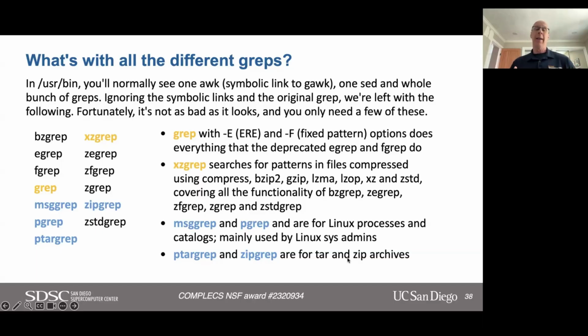So we don't need egrep, we don't need fgrep. xzgrep searches for patterns in files compressed using compress, bzip2, gzip, and other tools. And this covers all the functionality of bzgrep, zegrep, zfgrep, and so on. And then msgrep, ggrep, and pgrep are mostly used by sysadmins. ptargrep and zipgrep are used for searching tar and zip archives.